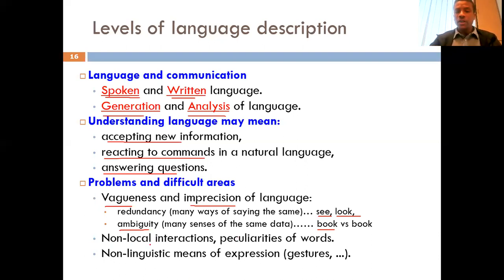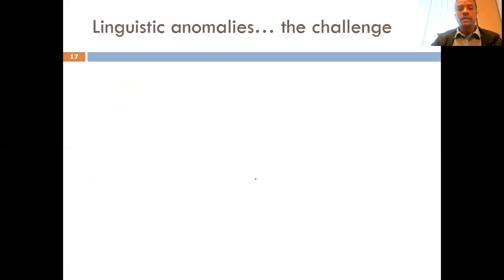The other one is non-local interaction between data elements, like words written very far apart can be interrelated with one another, which would be very difficult for the computer to capture. The other one, language has non-linguistic means of communication or expression, like gesture, which makes it really difficult for the computer to process. So these are the most important elements that you have to pay attention to in natural language processing.